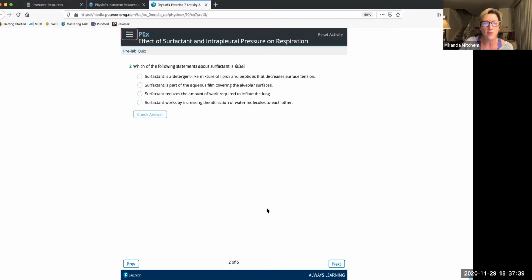Okay, which of the following statements about surfactant is false? So surfactant is a detergent-like mixture of lipids and peptides to decrease surface tension. That is correct. Surfactant is part of the aqueous film covering the alveolar surfaces. Yeah, that's correct too. Surfactant reduces the amount of work required. Well, that's the whole point of it. That's true.